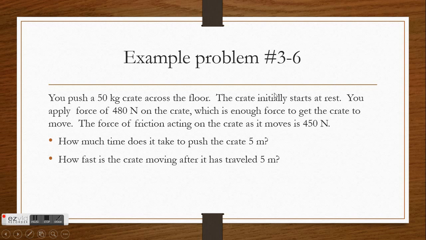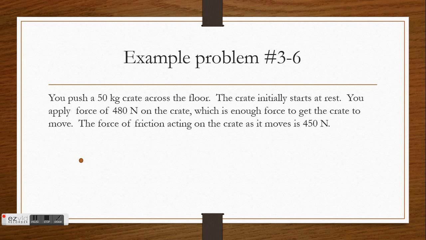First of all, we're going to look at the forces acting on the object. I have normal force and weight. I have my applied force, 480 newtons, and frictional force, 450 newtons. Those are going to be opposite of one another. And here's the information I know about the situation, and the information I don't know.